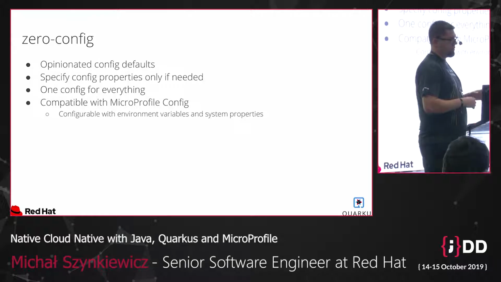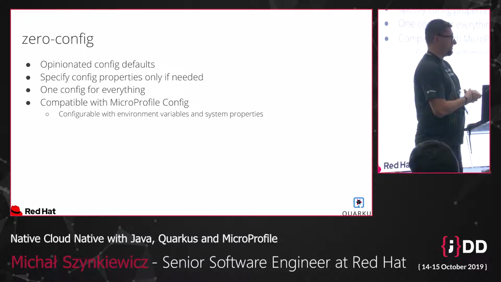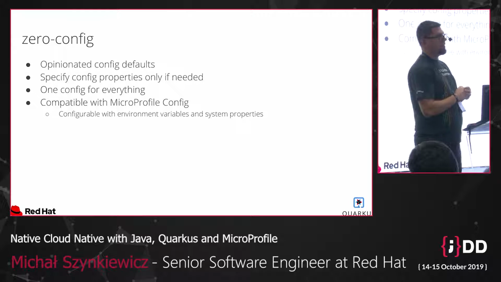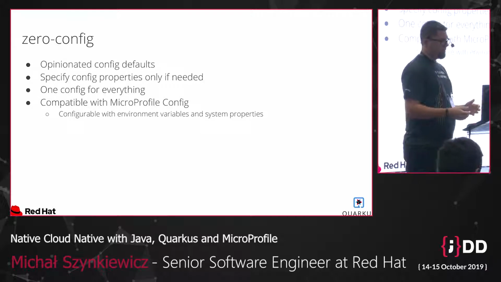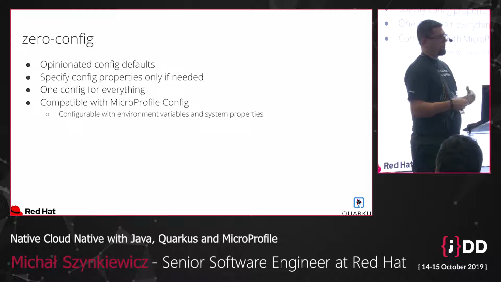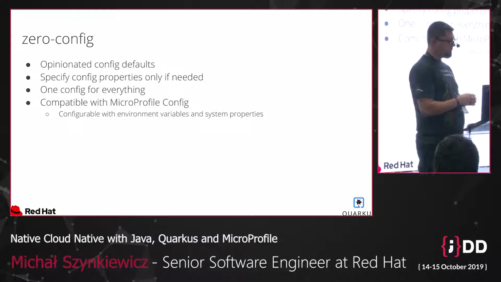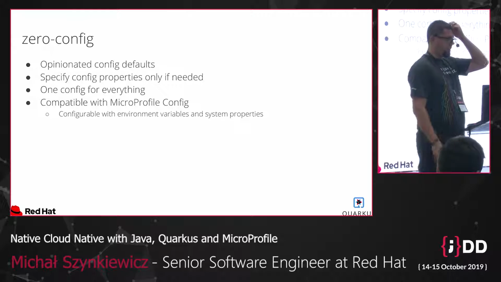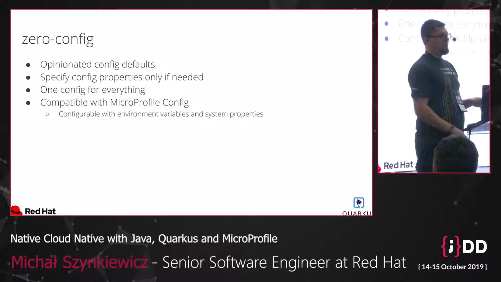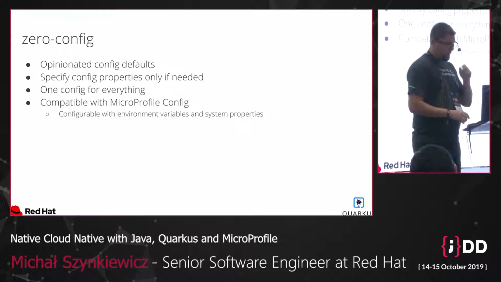Another feature that helps with productivity is the way it's configured. As many modern frameworks, Quarkus doesn't need any configuration if you don't do any unusual stuff. You need configuration, for example, if you want to talk to the database or Kafka, but by default you don't need anything. There's one configuration file for everything, and it's compatible with MicroProfile Config, and that means that you can override config properties with environment variables and system properties.